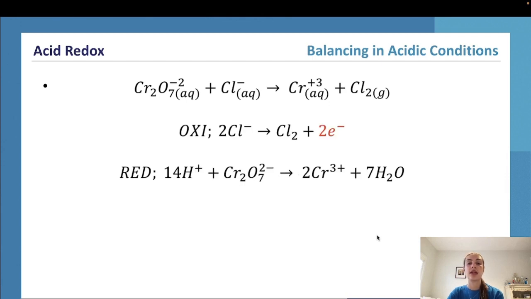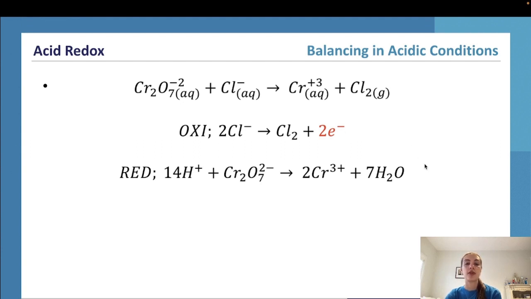The next thing we need to do is balance for electrons. On the oxidation reaction, we've got 2 chlorine on this side, so that's 2 chloride ions, 2 Cl-. That means we have a 2- charge on the reactant side, but on the product side, we've only got Cl2, so we've not got any charge on this side. So we've got a charge of 0 on this side and a charge of -2 on the other. In order to balance, we need to add 2 electrons to the product side. So we've got -2 on this side and -2 on this side.